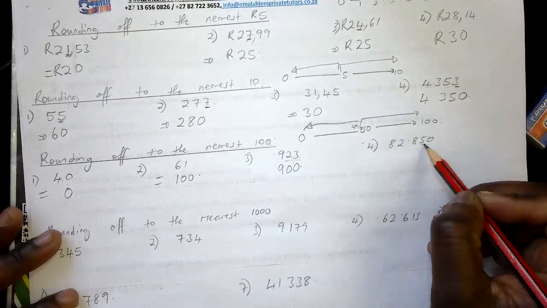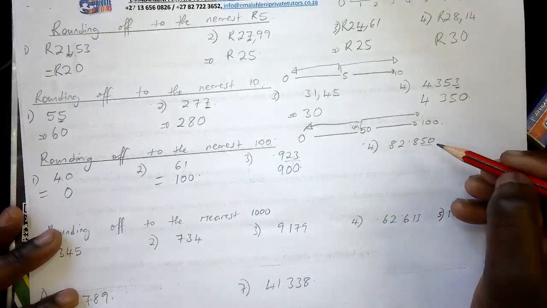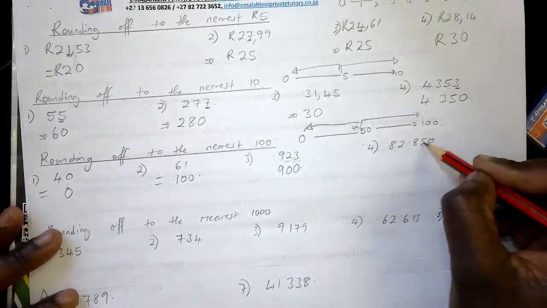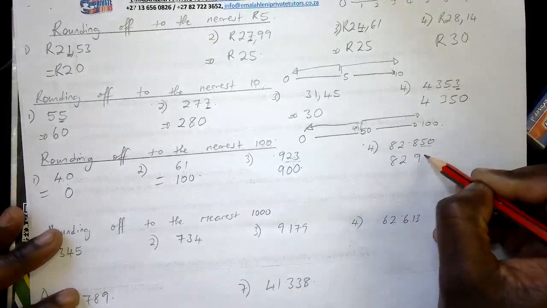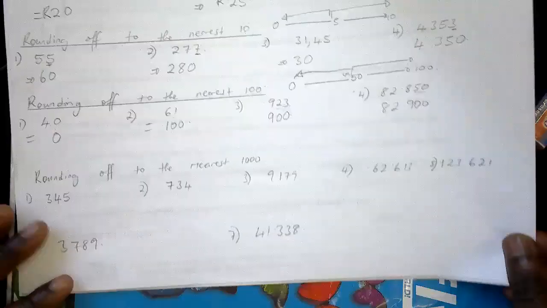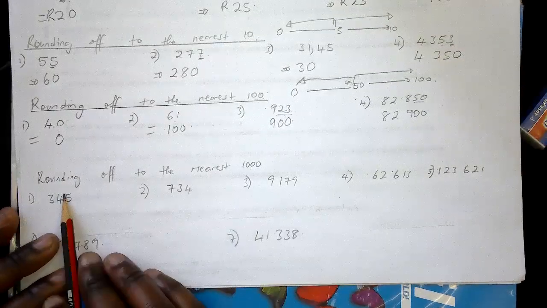Now here, 950 is actually close to 50. It's actually the next 100, so if you add 100 here, you're going to be at 800, 900. It's going to be 82,900. That's what we're simply saying here. Then rounding off to the nearest 1,000, here we're looking at the three digits.